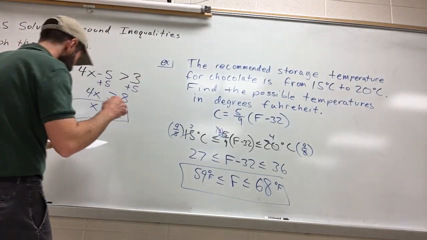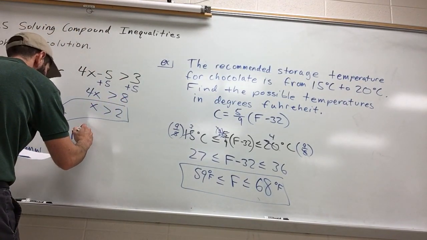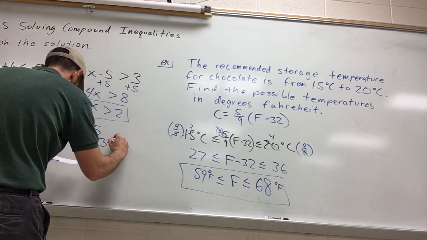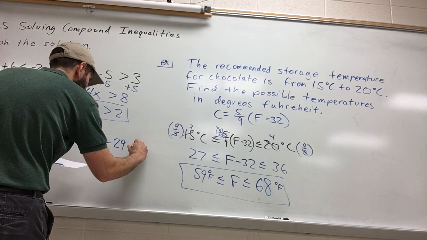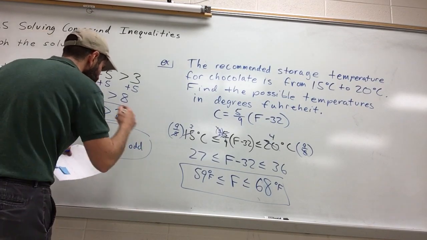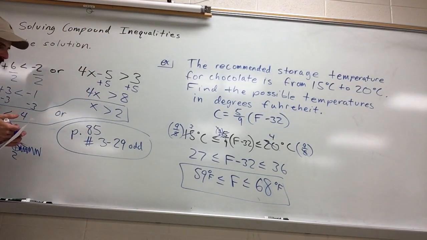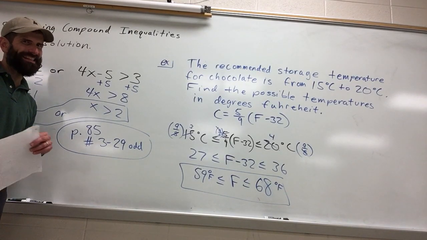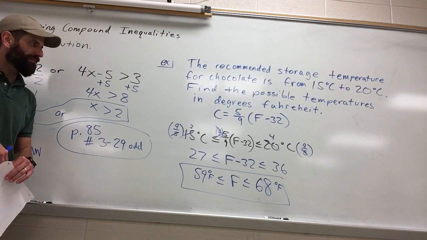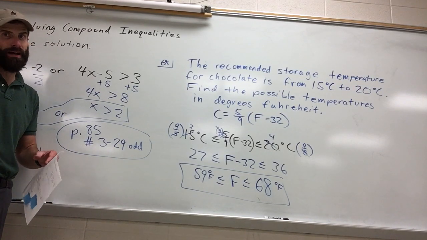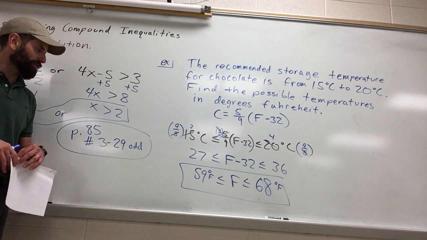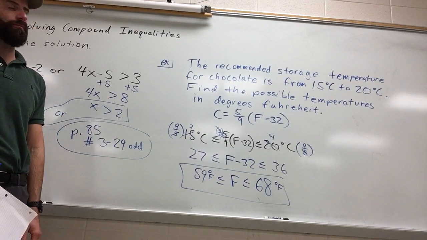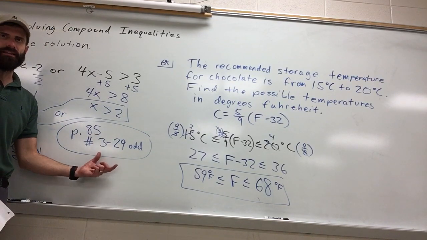Well, the practice for this is in Big Ideas, and it's page 85, numbers 3 through 29, odd. I would say you could do every other odd, and I'll still leave that as an option, but this is new to you, I'm almost positive, so I would recommend getting as much practice as you can. Maybe do some evens if you feel like you need more practice. Make sure you check your answers, okay?